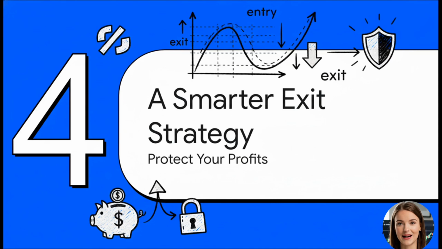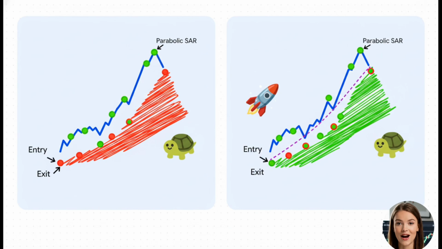Now that we've got a really solid entry strategy, let's talk about the other half of the puzzle, getting out of the trade. Because let's be real, a good exit is every bit as important as a good entry. Now, the common way people exit is they just wait for the SAR dots to flip to the other side. But look at the risk there. By the time the dots actually flip, the price is often reversed pretty hard, and you've given back a huge chunk of your profits.